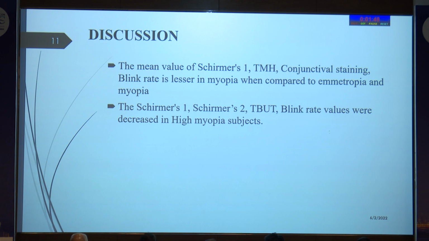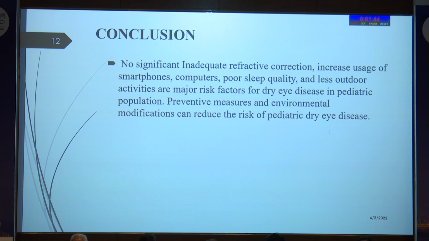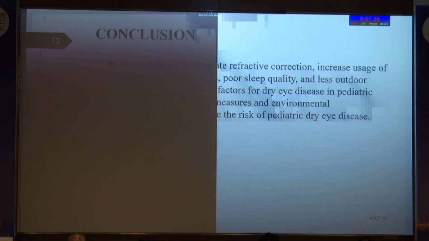We are working on collecting a higher sample and presenting the factors. Definitely, increased usage of smartphones and computers plays an important role. Preventive measures and environmental modifications can reduce the risk of pediatric dry eye disease. Thank you.